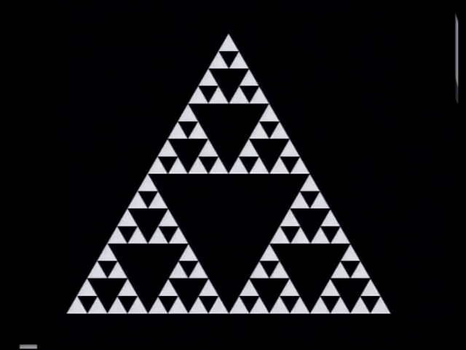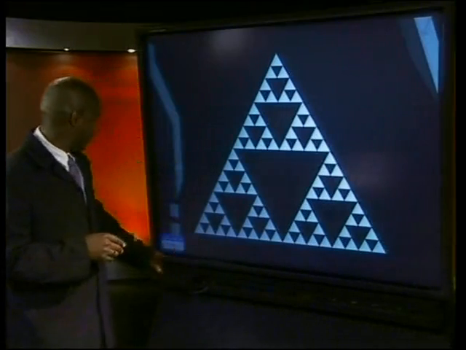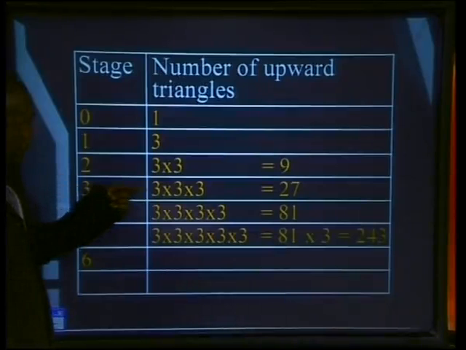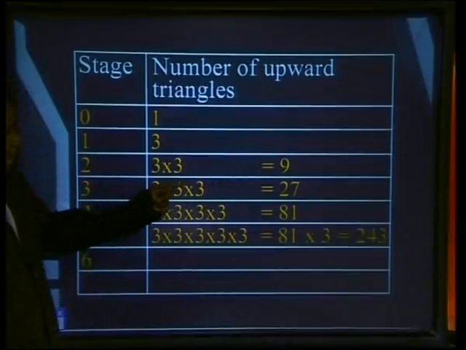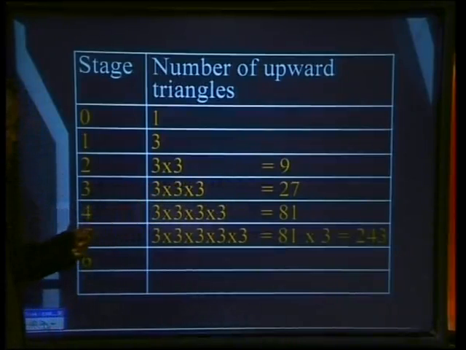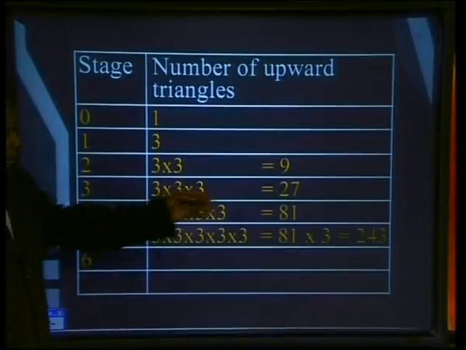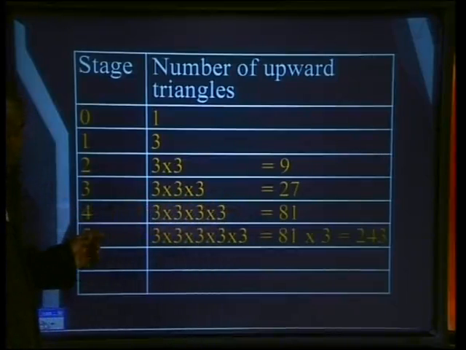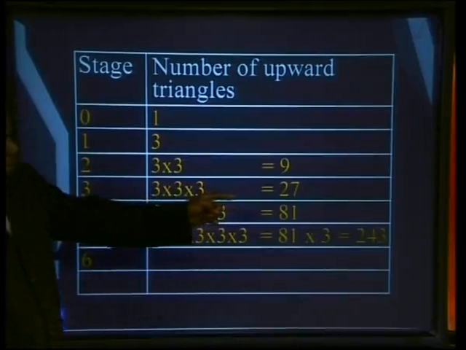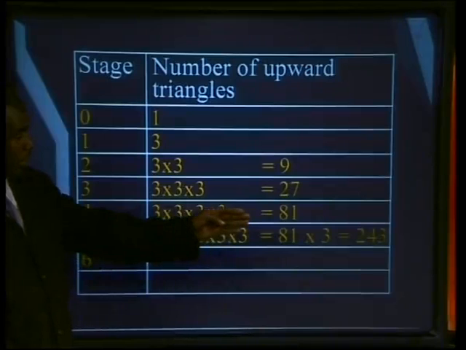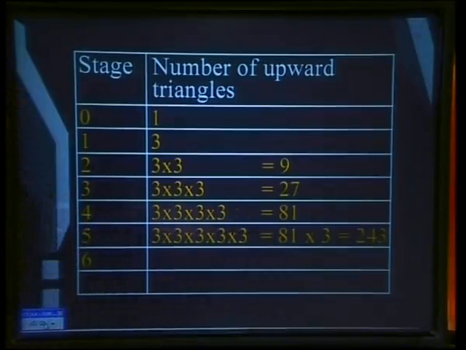And what about stage 4? After this, it gets rather small to draw. So let's look for a pattern to help us predict how many triangles there will be at each stage. At stage 3, we had 27, and we know 27 is 3 times 3 times 3. Stage 4, we had 4 3s, whereby it gave us 81. Now in stage 5, we're going to have actually 5 3s. So how can we do it? We can say 81 multiplied by 3, which will give us 243.